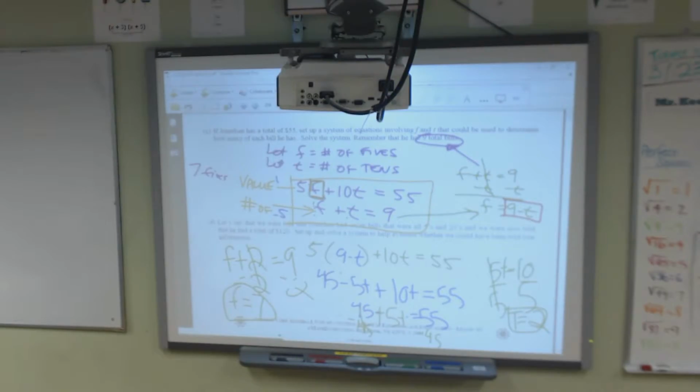Let me bring the 5 down here. These are the same sign, you want them to be different signs, so I'm going to make that a negative. And then you have to multiply those times everything, right? So 1 times 5f is 5f plus 10t equals 55. That one doesn't even change. Negative 5 times f is negative 5f minus 5t equals negative 45. I'll let you copy that.